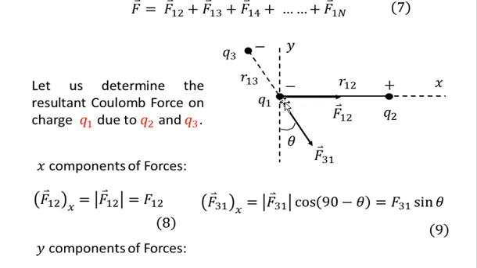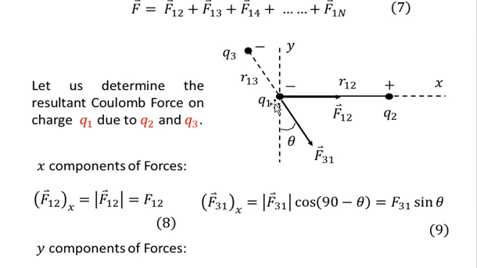So on charge Q1, the force exerted by charge Q2 will be towards charge Q2, and it is indicated by the force F12. The force between Q1 and Q2 will be an attractive Coulomb force, which will be the same in magnitude. And similarly, the force between Q3 and Q1 will be a repulsive Coulomb force.